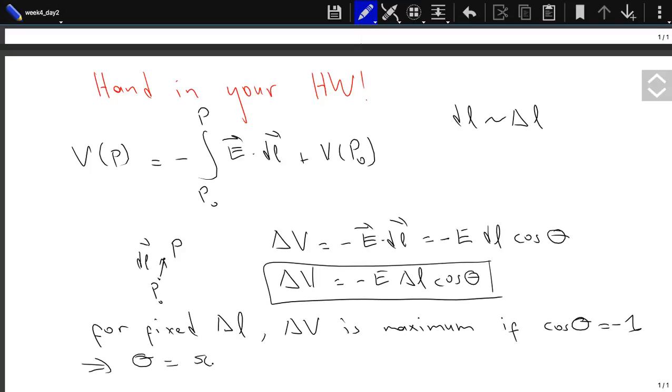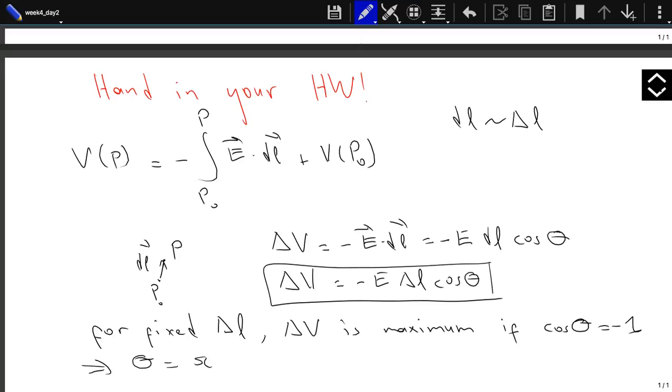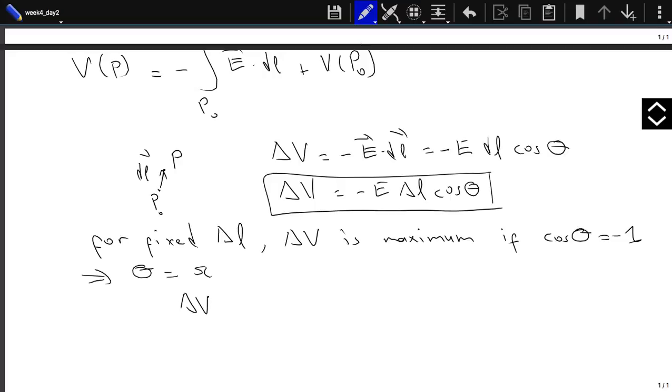Now, the next thing we have to identify is the magnitude of the electric field. If we determine the direction, we just choose our dl vector in that direction, in the opposite direction, let's say. So cosine theta is -1, and delta V max is equal to minus E times delta L, but then we also know E.